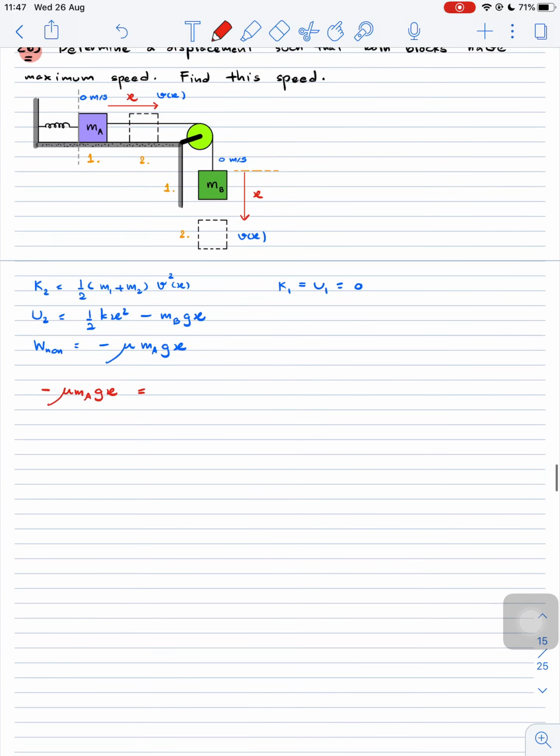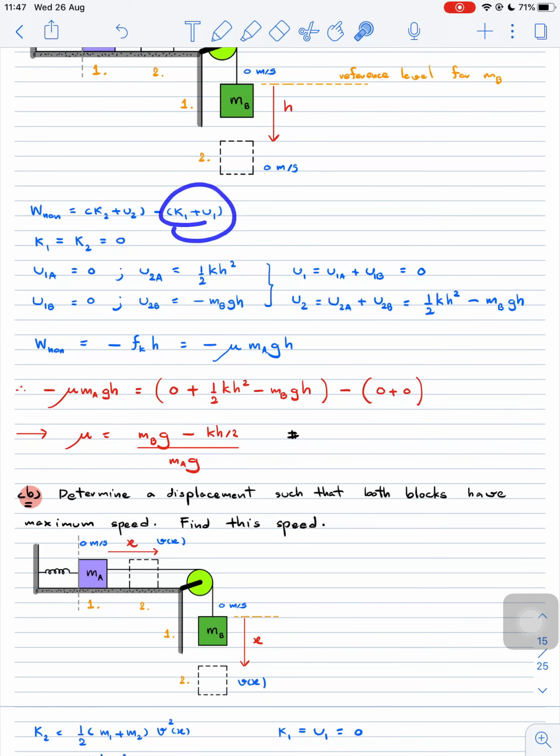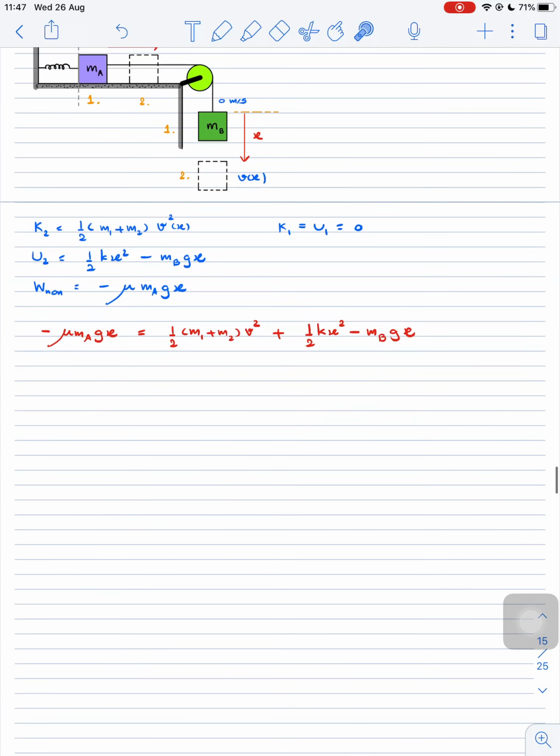Okay, k2 plus the u2, okay, and then minus the k1 plus the u1, but this one equal to the 0, we can just ignore it. Okay, so now we just want to solve for the v, right? We just want to find the v as a function of the x. So this is just simple.